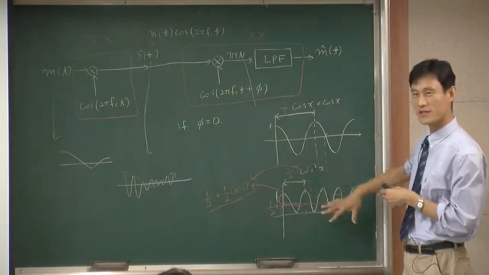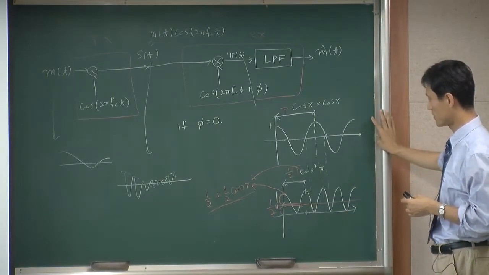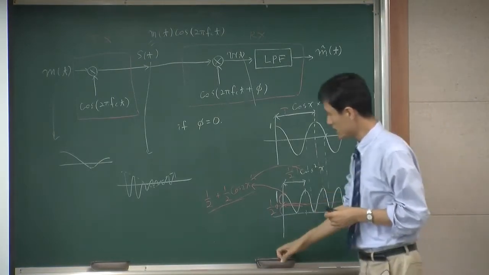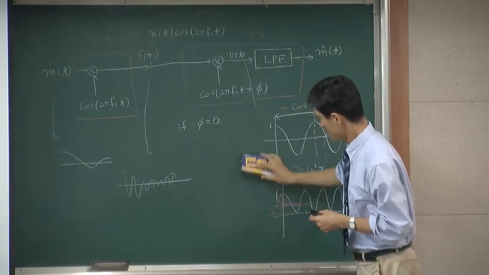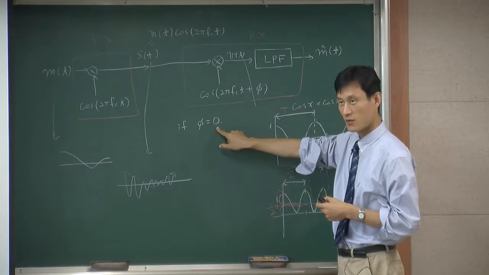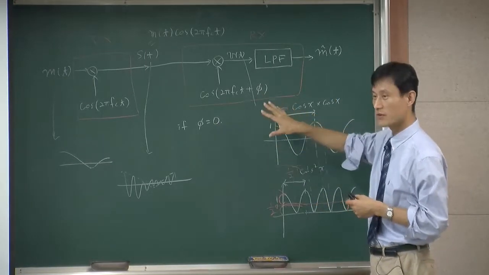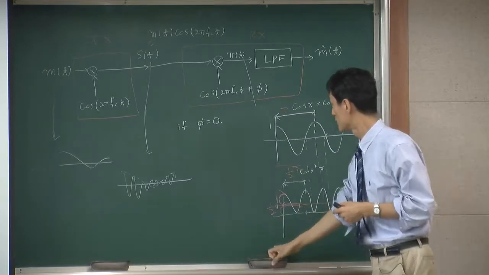Right? Just in general, this is like high school mathematics. So that's what I'm talking about here. So given that, my assumption here is phase is matched. Only when phase is matched, only when phi equals 0, this is true.